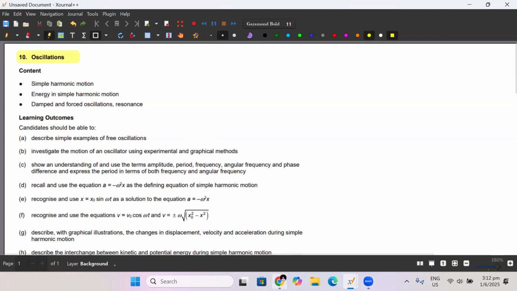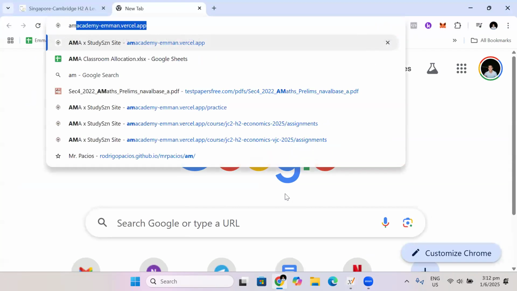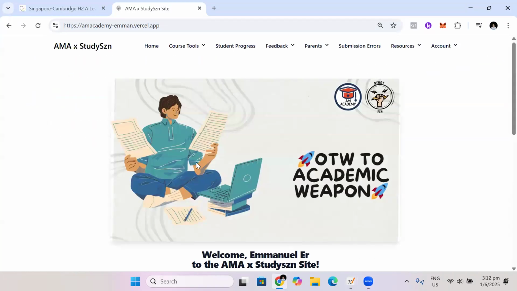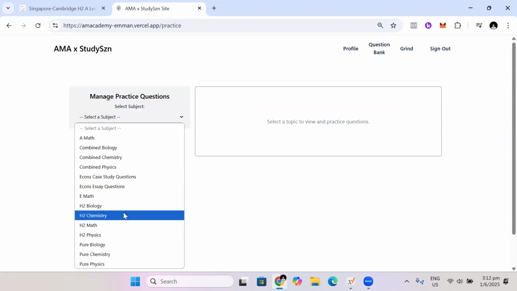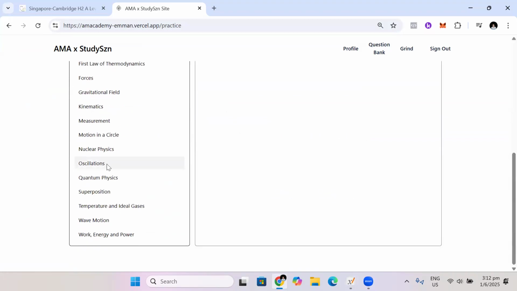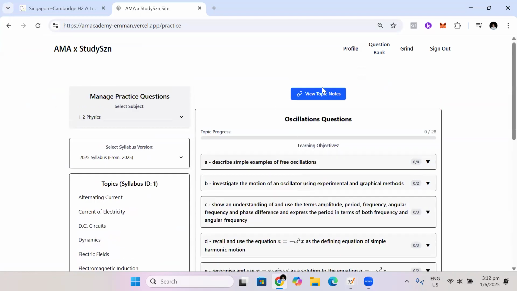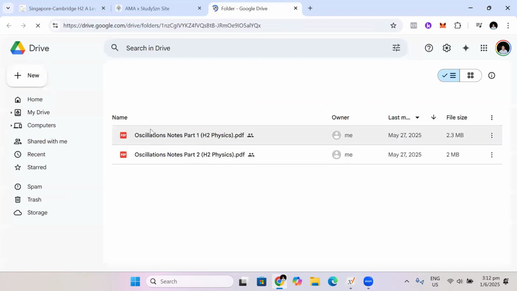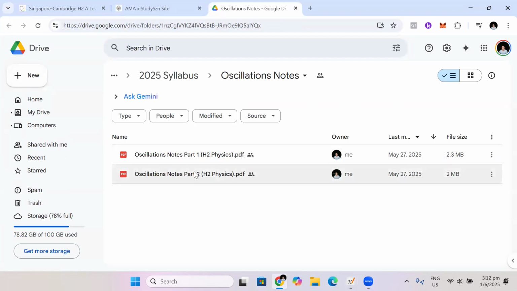Now, if you're wondering where you can get the notes, it's simple. You can head over to the website, go to the question bank, and head over to Teach to Physics. Make sure you select the 2025 syllabus, and then go and find oscillations. Once you click view topic notes, these are the notes that you have from last year.